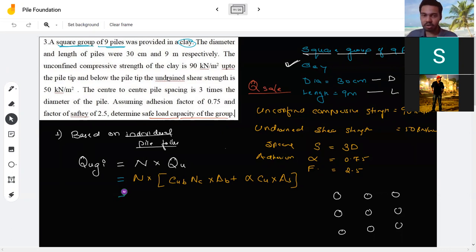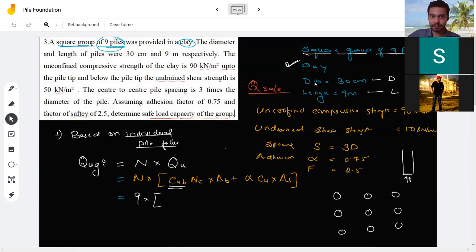Do I have number of piles? Yes. How many piles do we have? We have 9 piles. I will put my number of piles, which is 9. I have 9 number of piles multiplied by CUB. What is CUB? If I am considering this, the cohesion at the pile tip, that is your CUB.